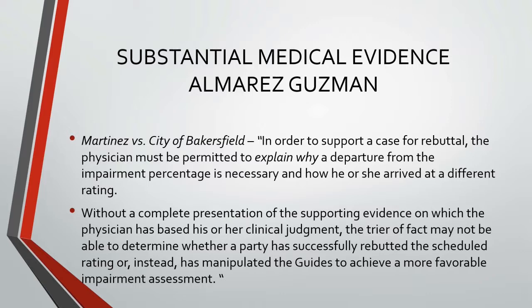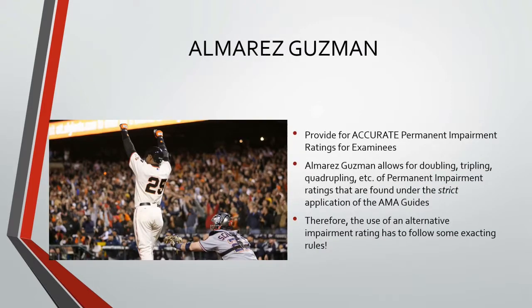So, as qualified medical evaluators, we need to quicken our thinking into the realm of how and why. How and why? Why we depart from the AMA guides, and why we employ an alternative impairment rating, and how we arrive at the alternative impairment rating. Now, I'm going to give you the exact formula as to how to explain to the parties why you departed from the strict application of the guides and how you arrived at your alternative impairment rating.